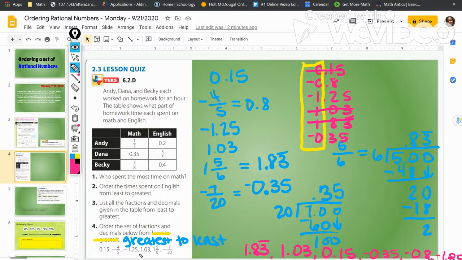So that is my order from greatest to least. My greatest number, my largest number, to my smallest number, the teeny tiniest. Remember, your negative numbers are smaller than positive numbers, always. Negative 1 million is smaller than 500,000. If you have any questions, you can message me on Schoology.